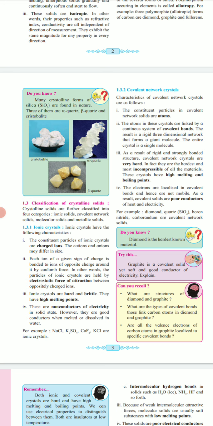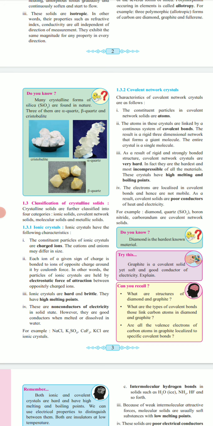Third, ionic crystals are hard and brittle. They have high melting points. Fourth, these are non-conductors of electricity in solid state. However, they are good conductors when melted or dissolved in water. For example, NaCl, K2SO4, CaF2, KCl are ionic crystals.